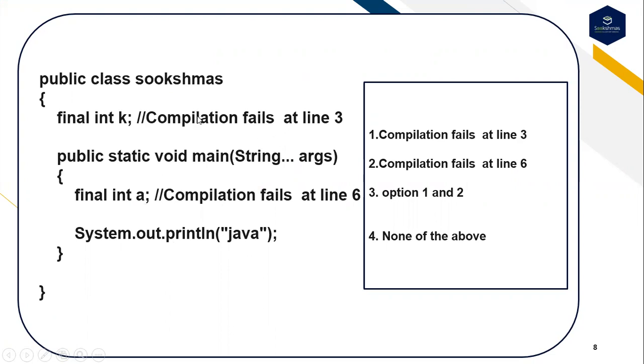These are the following options: compilation fails at line number 3, compilation fails at line number 6, compilation fails at 3 as well as 6, and the fourth option is none of the above. You can pause this video and predict the output of this code.